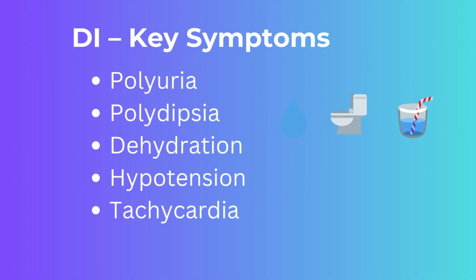First, we'll start with DI's key symptoms. Because the body is losing water, patients with DI experience large amounts of urine output, or polyuria, intense thirst, or polydipsia, and signs of dehydration. There may be hypotension and tachycardia as well.